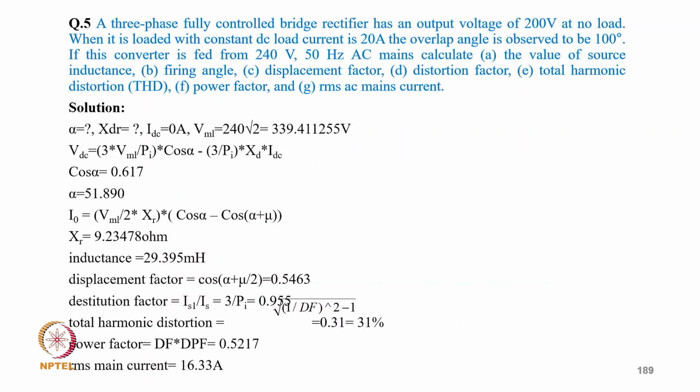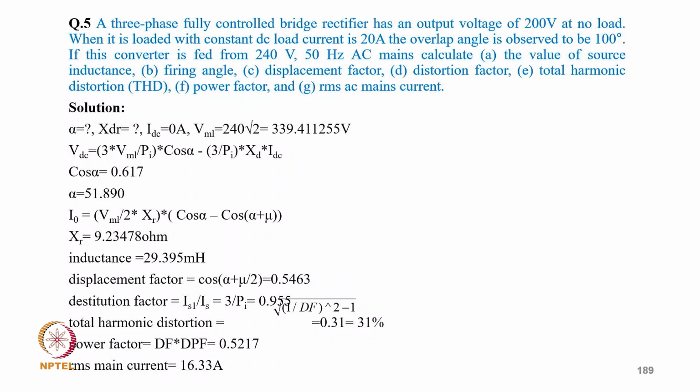Now coming to example 5, a three-phase fully controlled bridge rectifier has an output voltage of 200 volt at no load, and it is loaded with a constant DC load current of 20 ampere. The overlap angle is observed to be 10. If this converter is fed from 240 volt 50 Hz AC mains, calculate the value of source inductance, firing angle, displacement factor, distortion factor, total armature distortion, power factor, and RMS current. So alpha is to be found out, and XR, so ID and VM1.